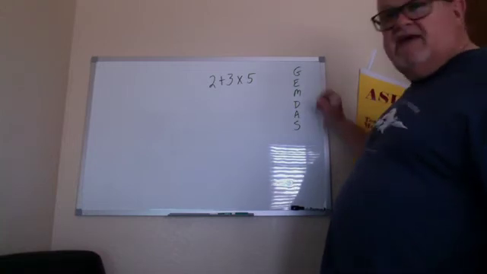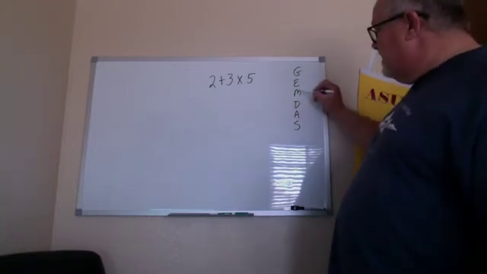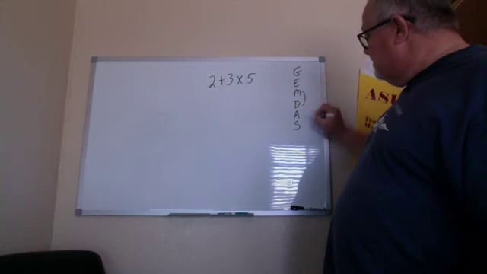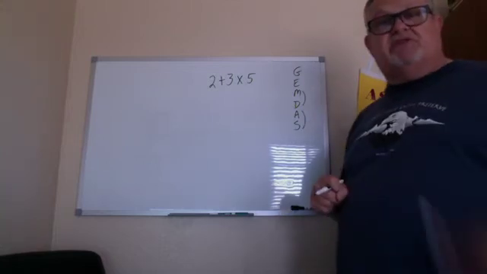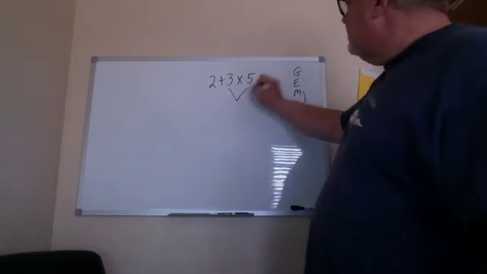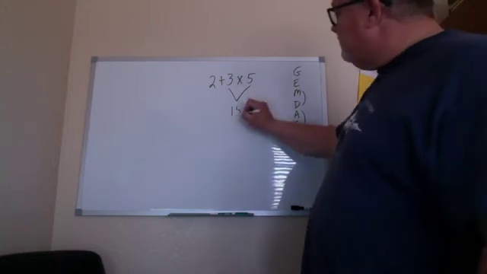Multiplication and divisions, they're equal. I don't see any division, but I definitely have to do multiplications and divisions before I do additions and subtractions. So the first thing I need to do is multiply these together. 3 times 5 is 15.